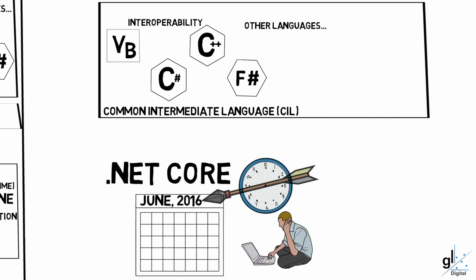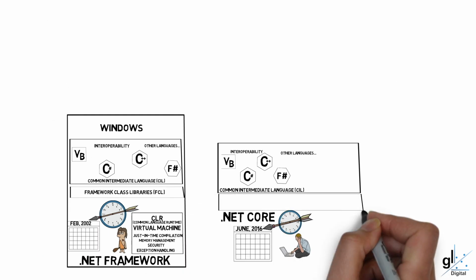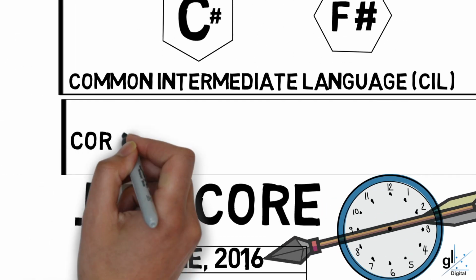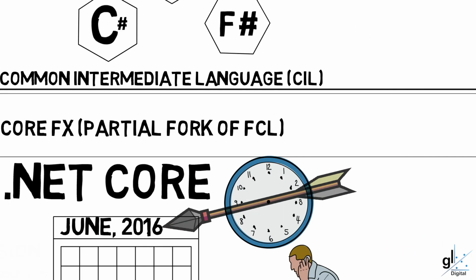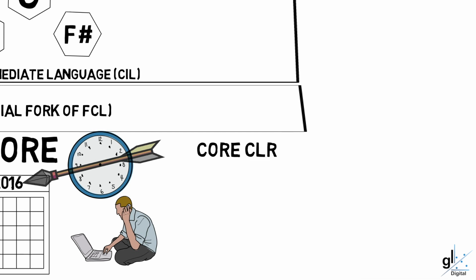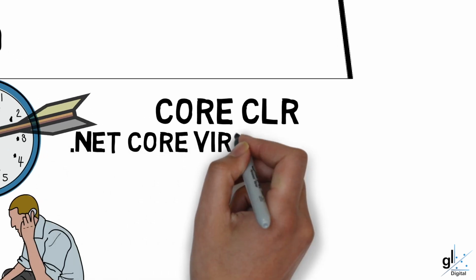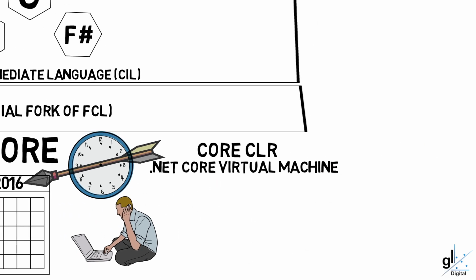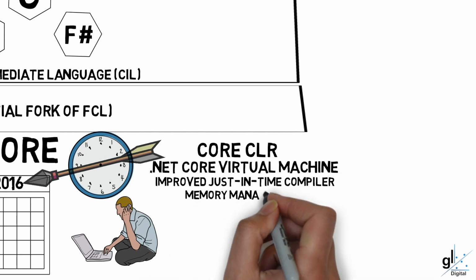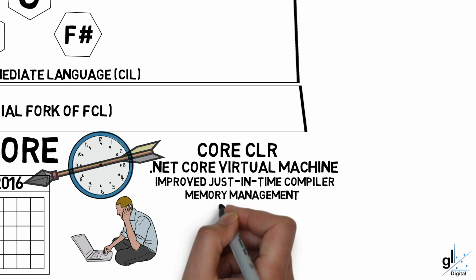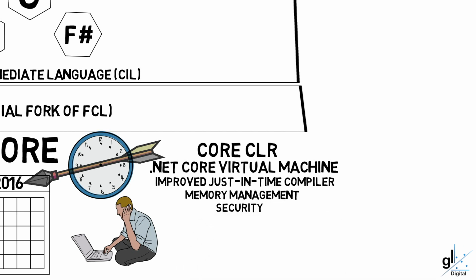.NET Core provides some of the standard framework class libraries, which can be called the Core FX and can be described as a partial fork of the framework class libraries. .NET Core's virtual machine can be referred to as Core CLR, or Core Common Language Runtime, and it provides services like improved just-in-time compilation, memory management, security, and exception handling.